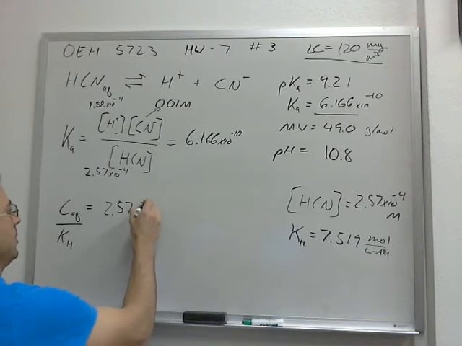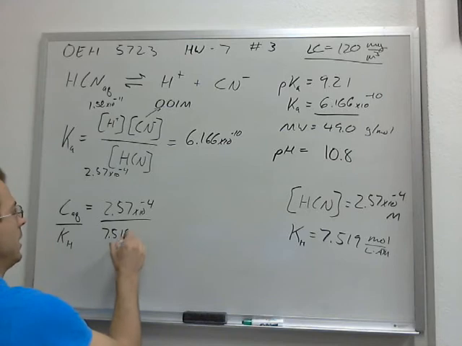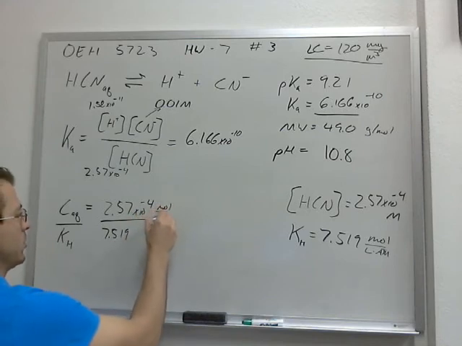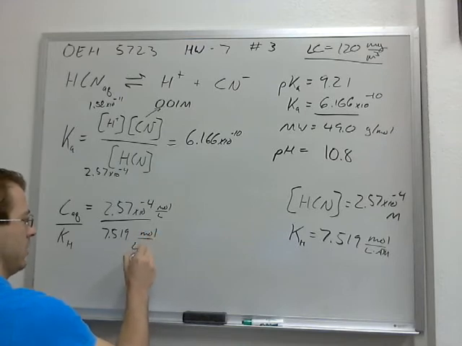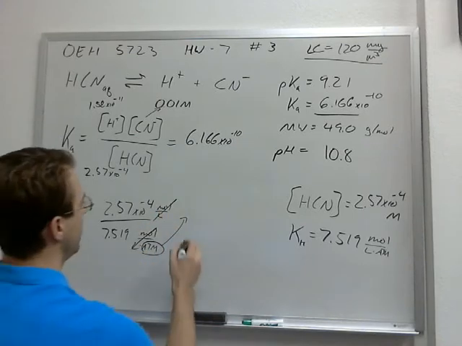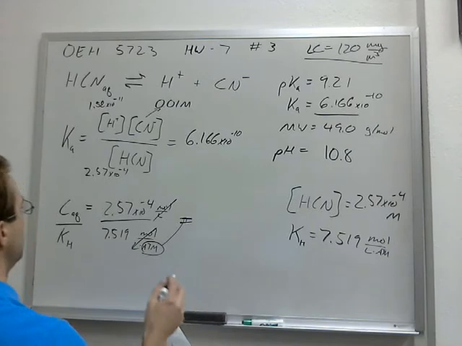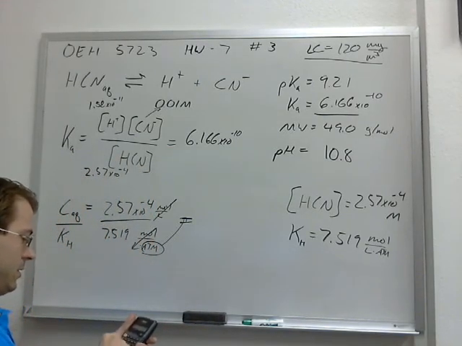2.57 times 10 to the minus 4 divided by 7.519. So this is moles per liter, and this is moles per liter atmosphere. So the atmosphere comes up, the moles per liter cancel, and we're left in pressure units. We have 2.57e to the minus 4 divided by 7.519.